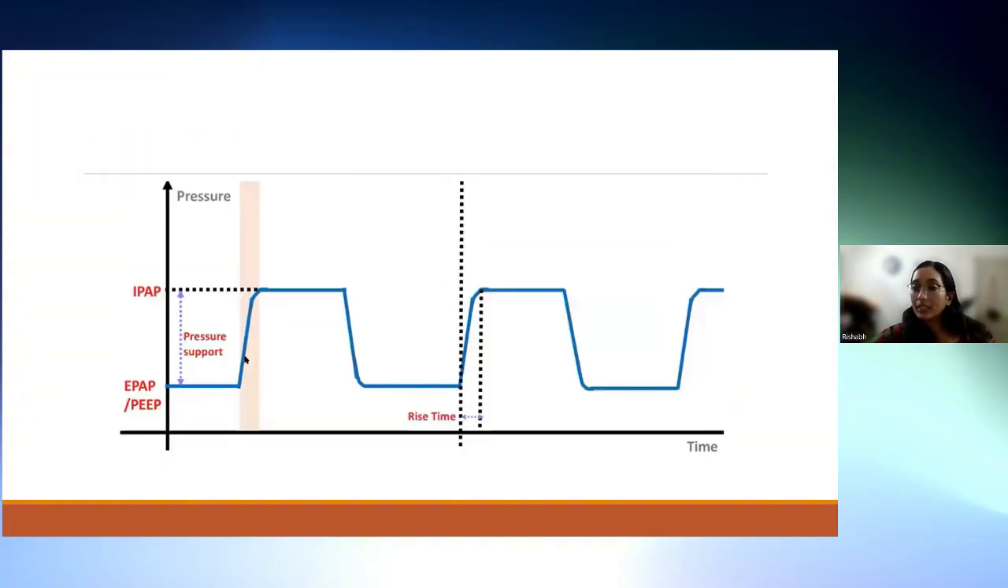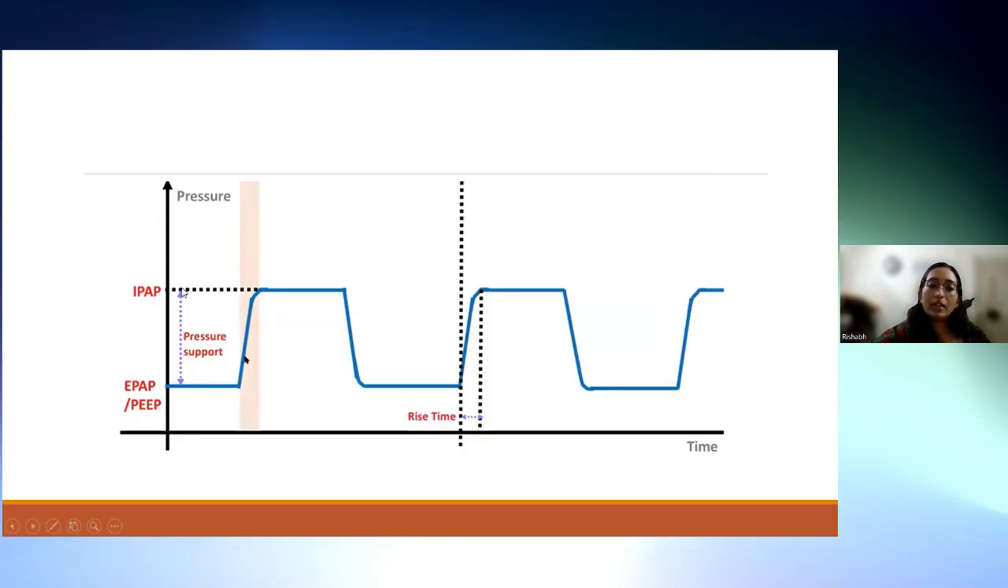Before we go on to the settings of an NIV, and to understand an NIV, we have to go through certain terms which are frequently used in an NIV. Like this is a breath cycle where there is inspiration and expiration. So EPAP, that is expiratory positive airway pressure, which is also the positive end expiratory pressure, is actually a pressure which is above the baseline.